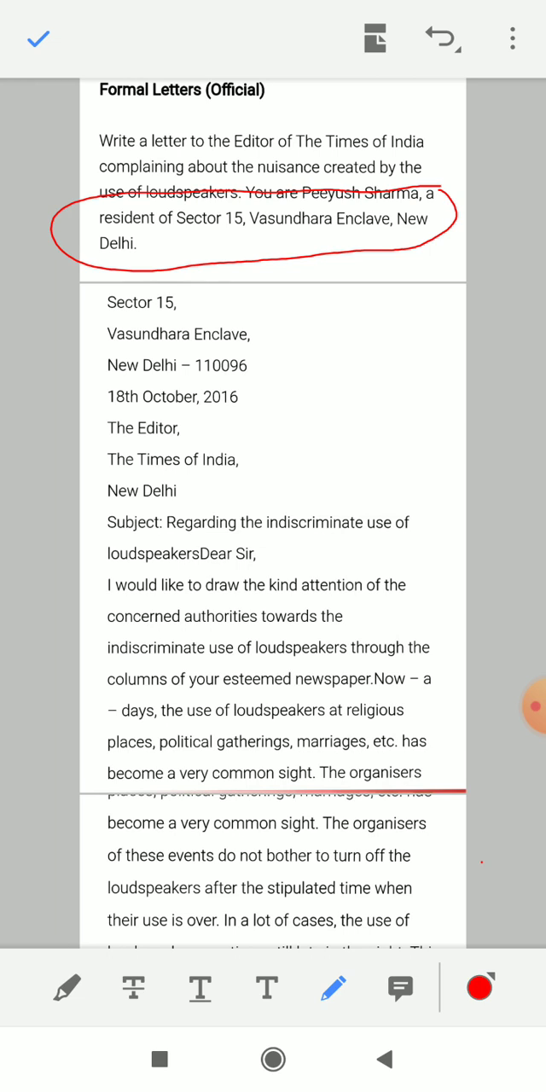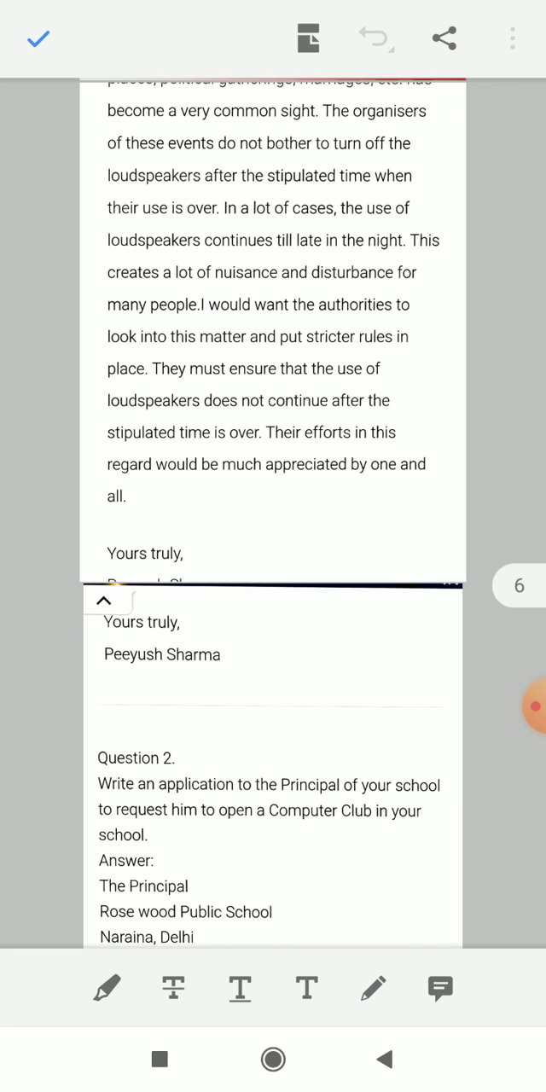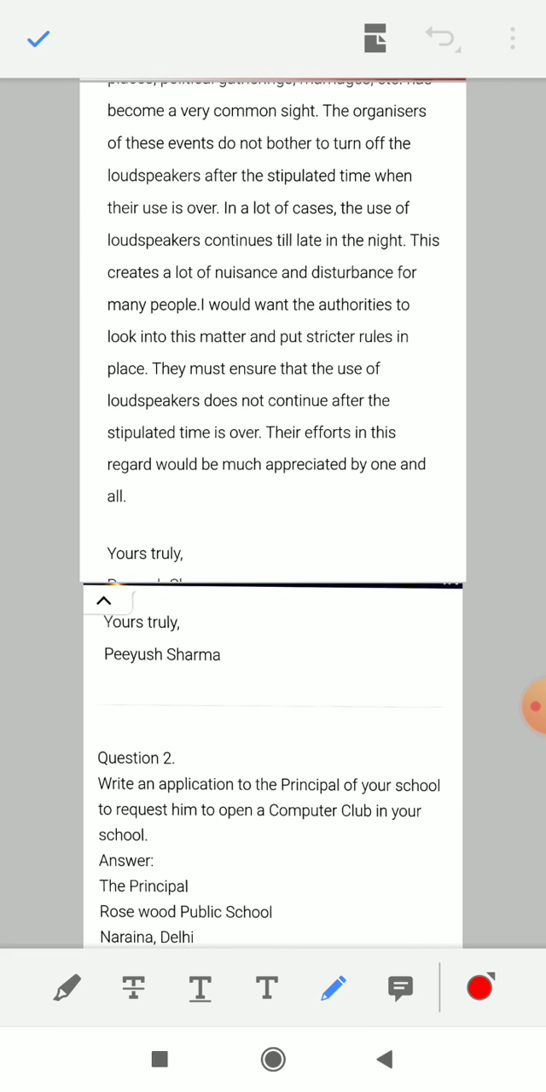So dear sir is the salutation part, then you see the body part, and then at the end, the complimentary close, yours truly, and the name, Piyush Sharma. In the question it is written that you have to assume yourself to be Piyush, so in the end you write your name. So this is how a formal letter is written.